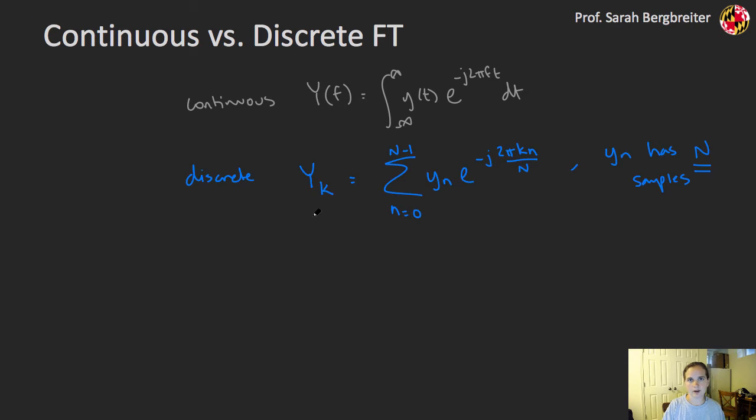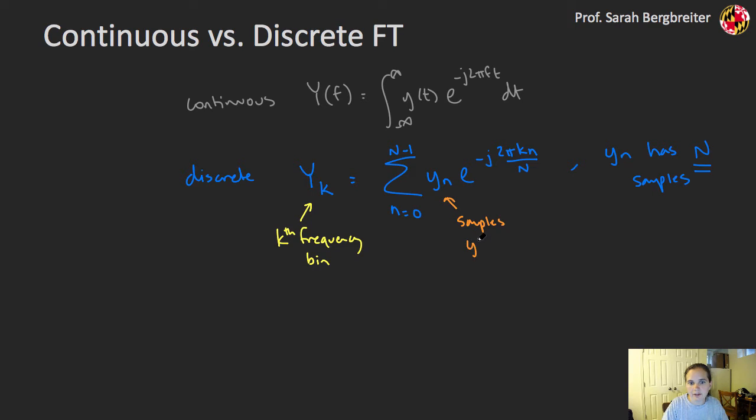For my discrete Fourier transform, I'm also calculating complex coefficients to describe amplitude and phase at different frequencies, but I'm not looking at continuous frequencies anymore. In this case, the k here is referring to my kth frequency bin. So instead of this continuous function of frequency, I'm going to divide my possible frequencies up into bins. So think of it as a histogram, effectively. And so to calculate that, I'm summing over all of my samples, right? My little y of n.